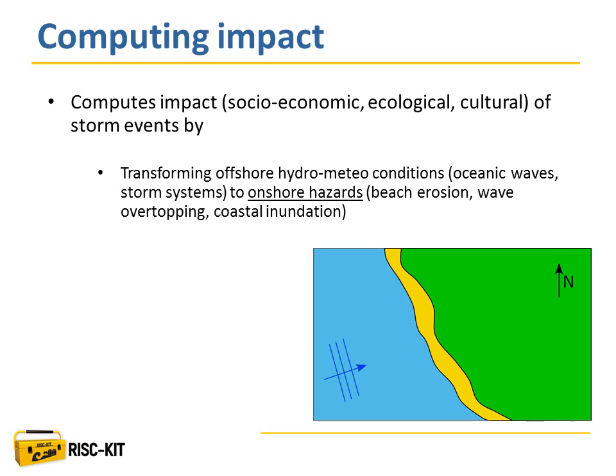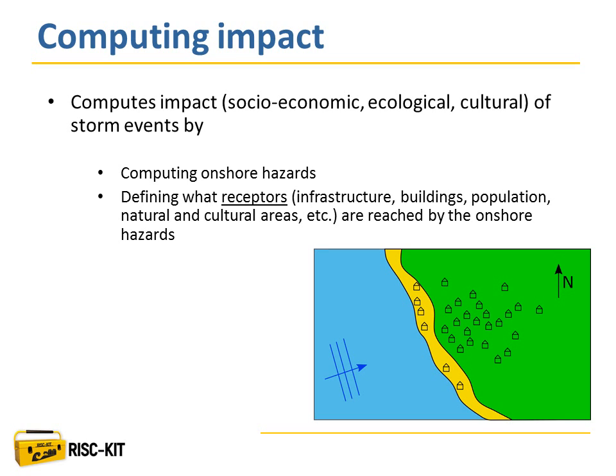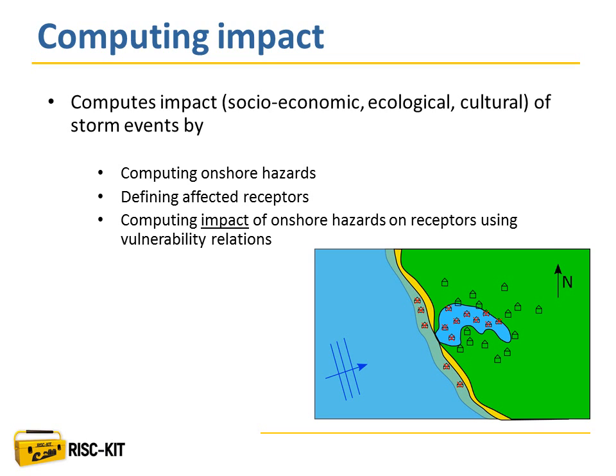The Hotspot tool computes impacts of storm events by transforming offshore hydrometeor conditions, such as oceanic waves and storm systems, to so-called onshore hazards, such as beach erosion and coastal inundation. These onshore hazards don't necessarily say anything about impact, though. To define impact, we need to know where the receptors are, receptors such as infrastructure, buildings, populations, natural cultural areas, and how these areas are affected by the onshore hazards. Finally, we compute the impact at each receptor using the prediction of the local hazard at the receptor and vulnerability relations.